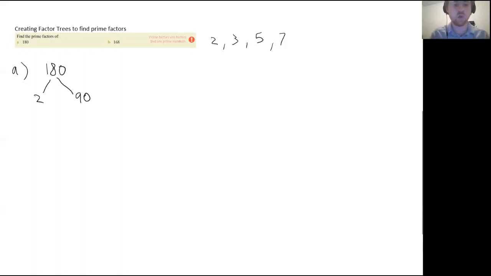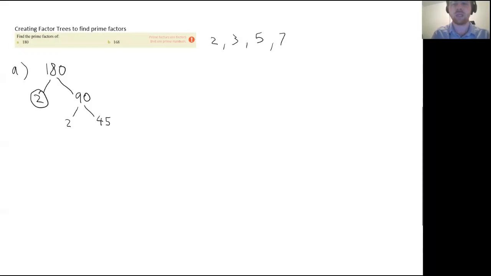Now, 2 is a prime number, so we can't split it up anymore. So what I like to do is I circle the number if it's a prime, and if it's not a prime, well then I'm going to keep splitting up. So 90 is not a prime. Let's see if I can split it up again. I can split 90 into 2. So again, I like to always pick the smallest possible number. So I'm going to pick 2. And the other number, 90 divided by 2, is 45.